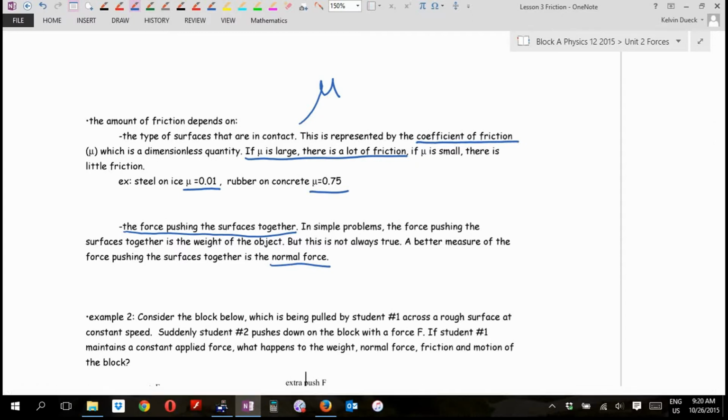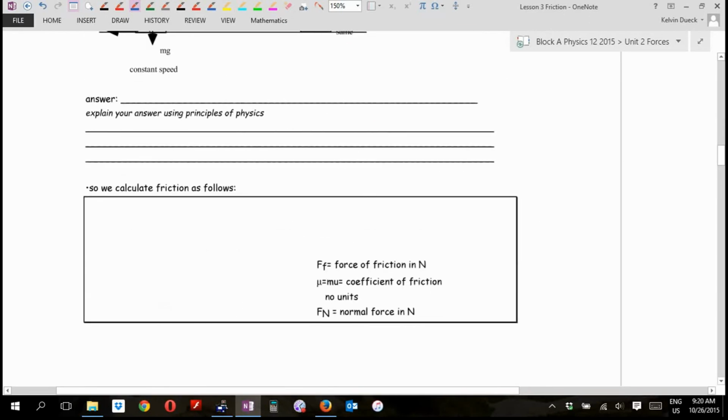And I'll convince you of that why in a second, Jordan. But this is why we have said, if you want to go down to the box, we say this. Friction is how sticky the objects are, mu, times the normal force. It is not mu mg.